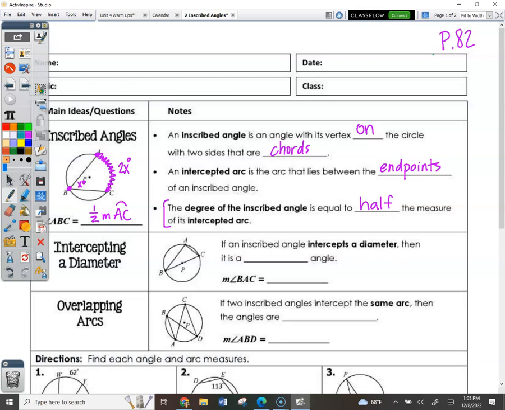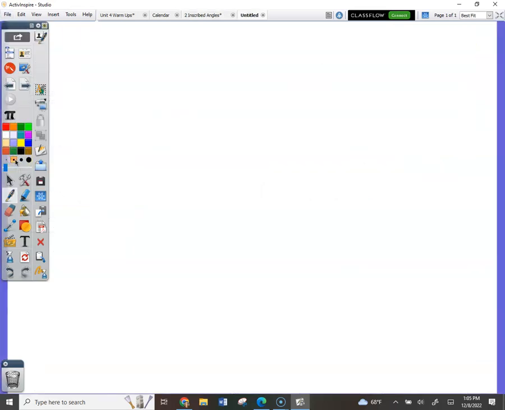Now, we need to tie it all together. Big picture. Come right here and just look. Don't write any of this down. I'll tell you what to put in your notes in a second. All right, we've got a central angle, right?